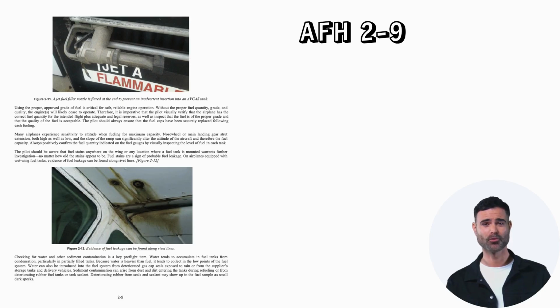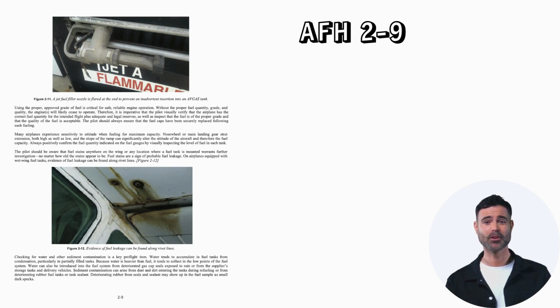Using the proper approved grade of fuel is critical for safe, reliable engine operation. Without the proper fuel quantity, grade, and quality, the engine will likely cease to operate. Therefore, it is imperative that the pilot visually verify that the airplane has the correct fuel quantity for the intended flight plus adequate and legal reserves, as well as inspect that the fuel is of the proper grade and that the quality of the fuel is acceptable. The pilot should always ensure that the fuel caps have been securely replaced following each fueling.